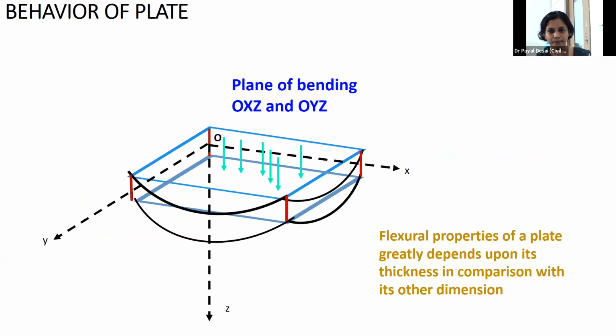Similarly here, we have to define the plane of bending. So there are two planes of bending. One is covering OX and Z, and the second plane is covering OY and Z. So this is the plane of bending, and in the other axis, this is the plane of bending. So the plate will deform only in that particular plane, basically.